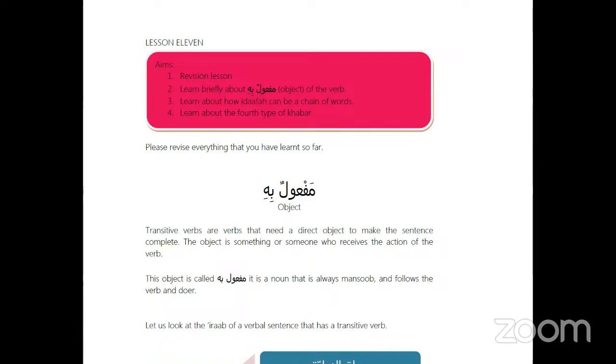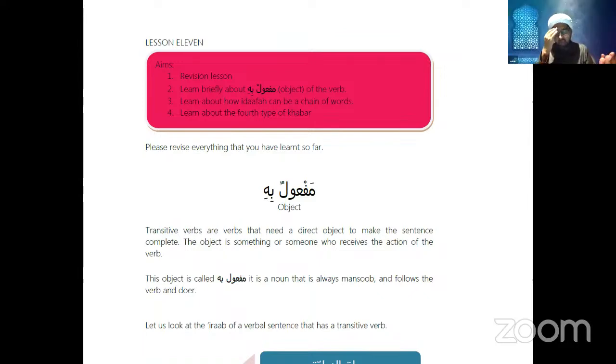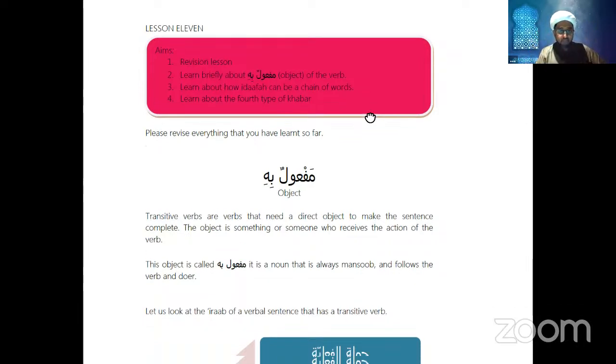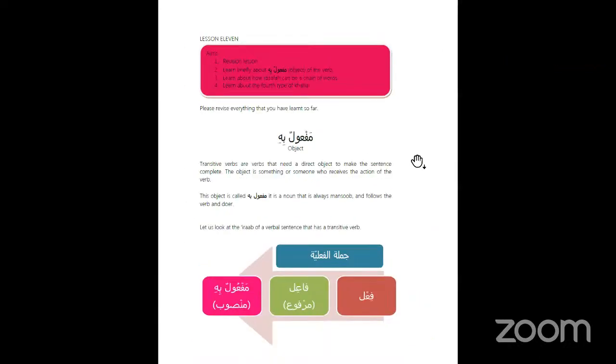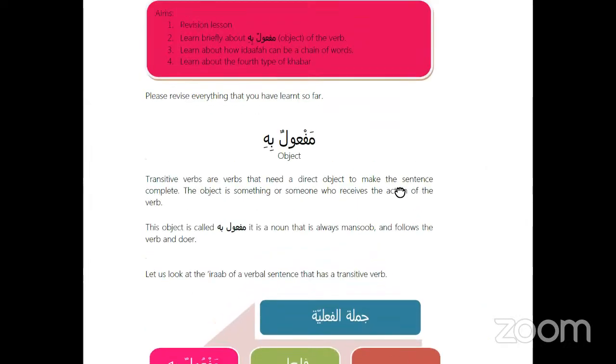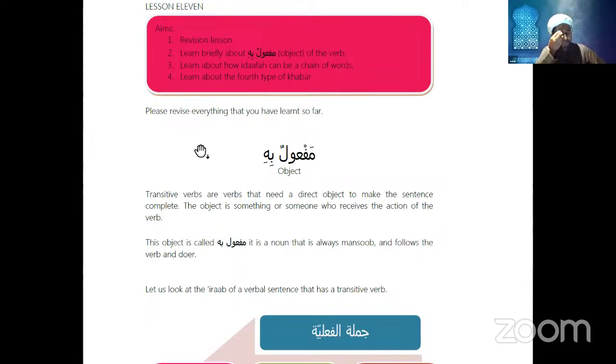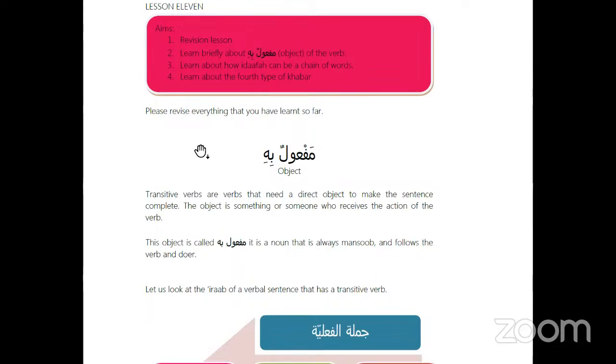So when we say al-kitabu jadidun, the book is new. Here, jadidun is one word and it's a noun. So the khabar itself can be of different categories and different types. This lesson covers this point as well, and we'll discuss this shortly. So I'll continue and go through these points. Please revise everything that you have learned so far.